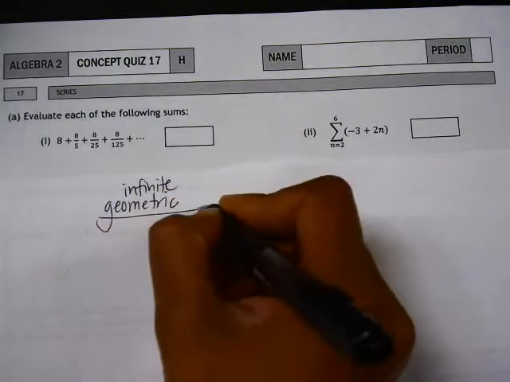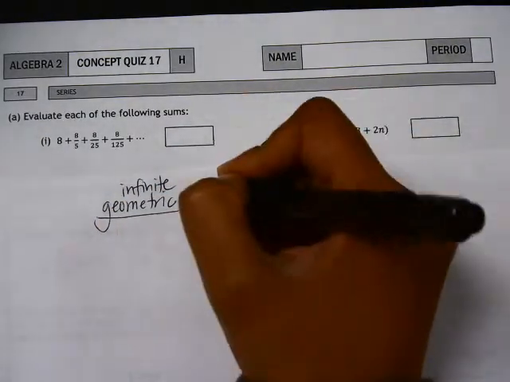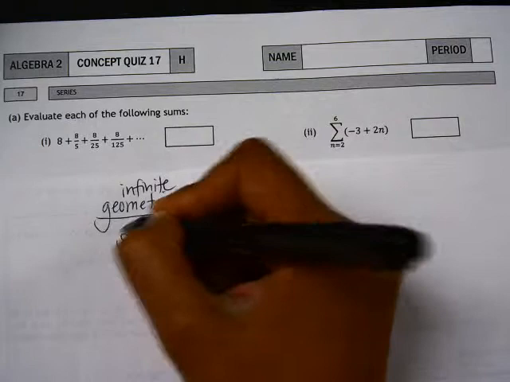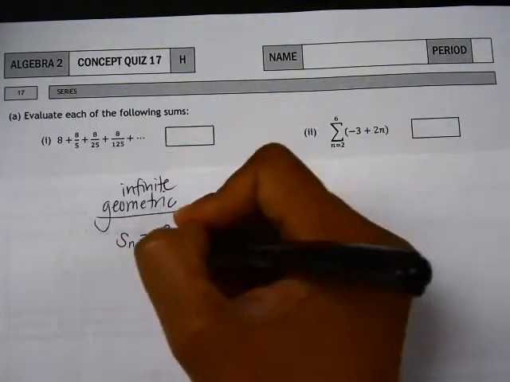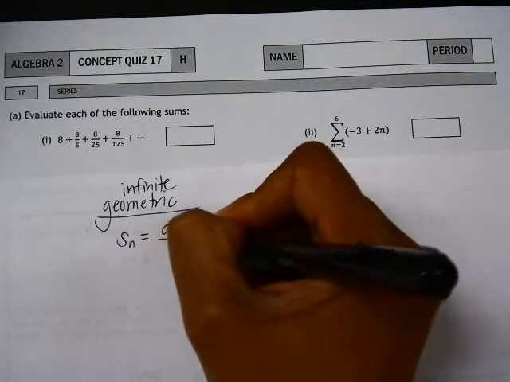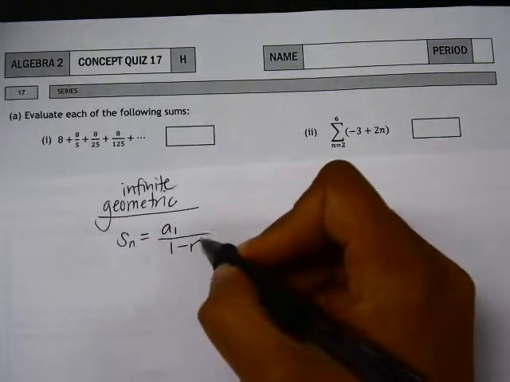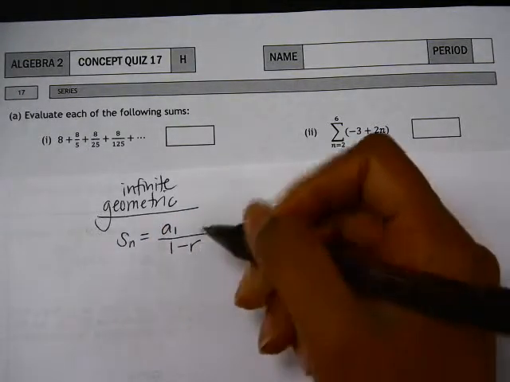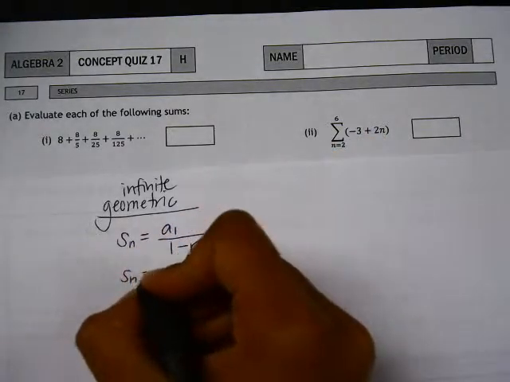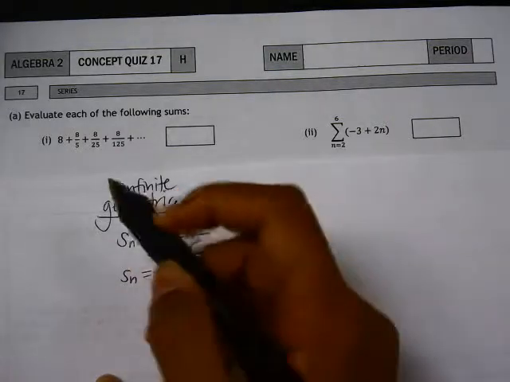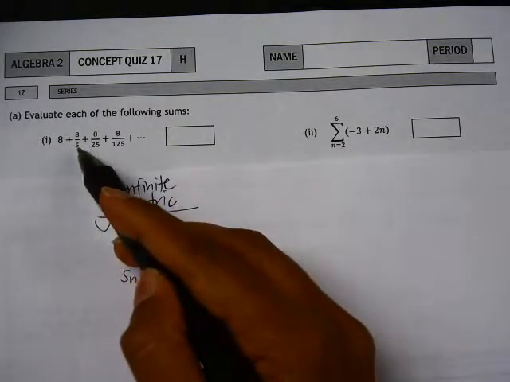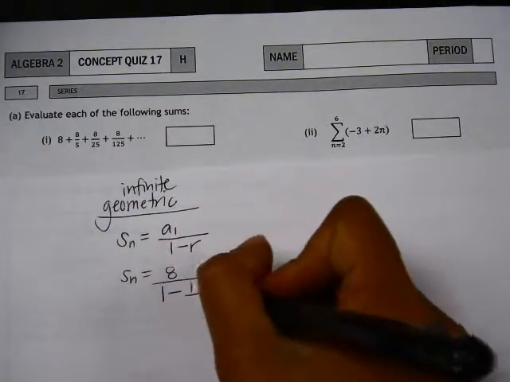So we have a formula to find the sum of an infinite geometric series, which is the first term, we'll call that a sub 1, over 1 minus r. R is the multiplier or the ratio. So if we plug into that formula, here the first term is 8, 1 minus, in this case we're multiplying by 1/5 since we're dividing by 5, so it's 1 minus 1/5.